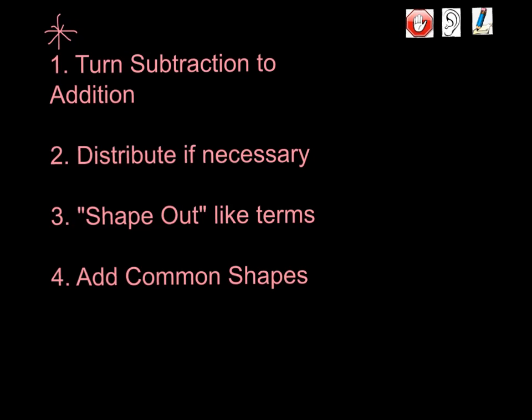Then I want you to write distribute if necessary, except it's not going to be necessary here. So write necessary, but then make sure you cross it out because it was if necessary when we were adding. We need to distribute for sure if we're subtracting linear expressions. Then when we're all there, then we just got to shape out our like terms again and then add our common shapes, and then we'll be ready to move forward. Go ahead and click pause if you need to write these down. Otherwise, click play when you're ready to move forward.